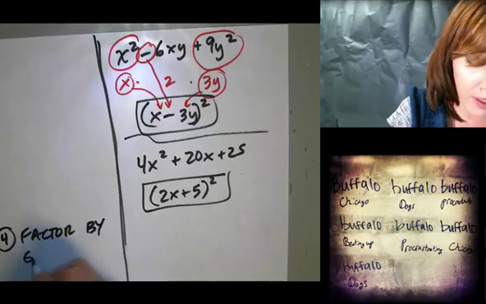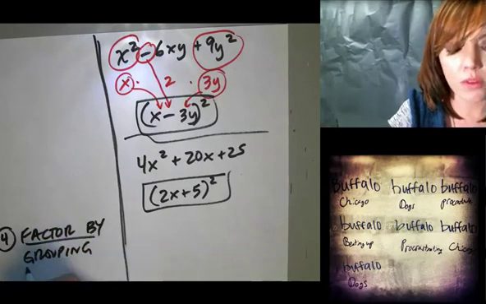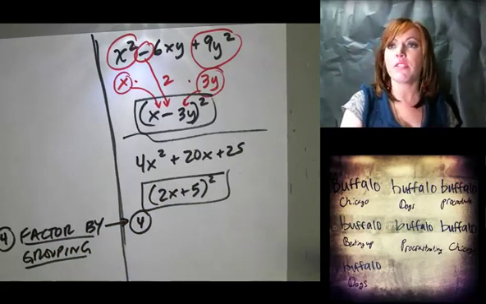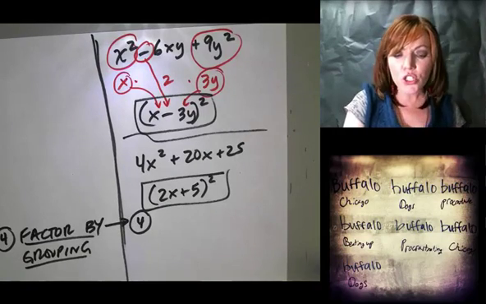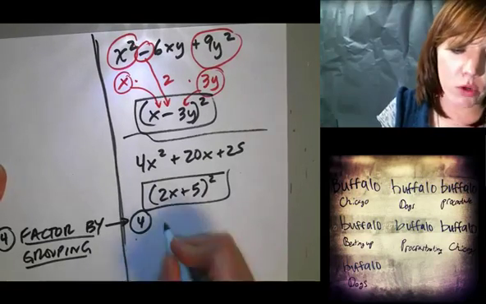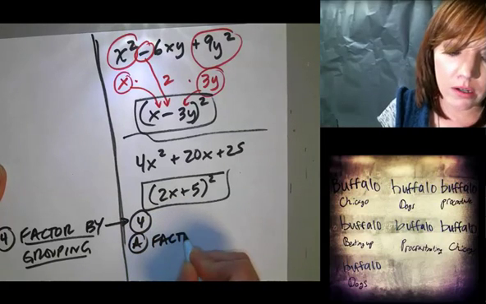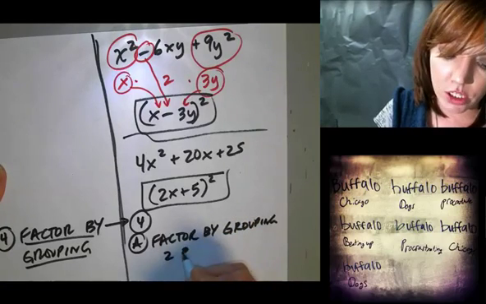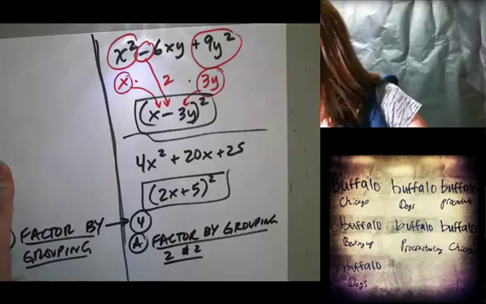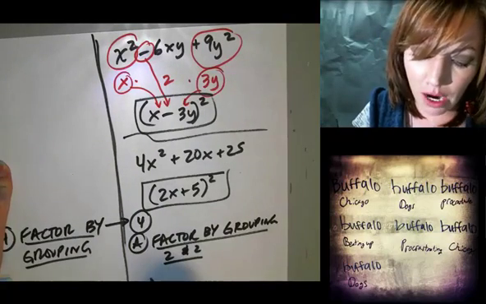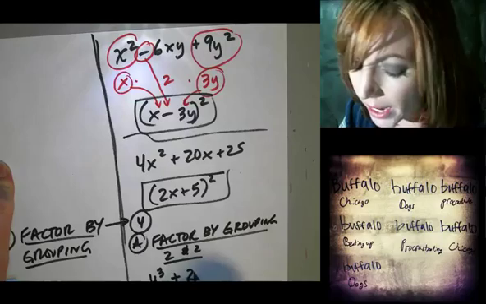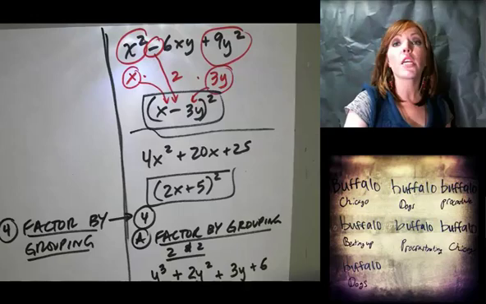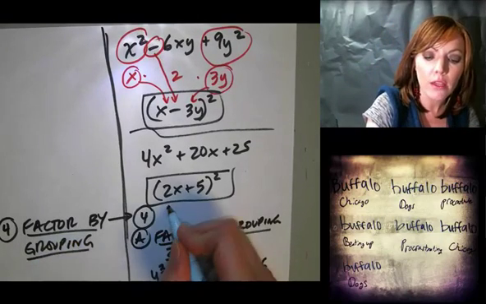So factor by grouping. Okay, so we have a couple of different types of factor by grouping. The first one is factor by grouping, let's call this A. Factor by grouping 2 and 2. What does that mean? If we have something like y to the third power plus 2y squared plus 3y plus 6. So we typically know that we're going to use factor by grouping if we start out with 4 terms.